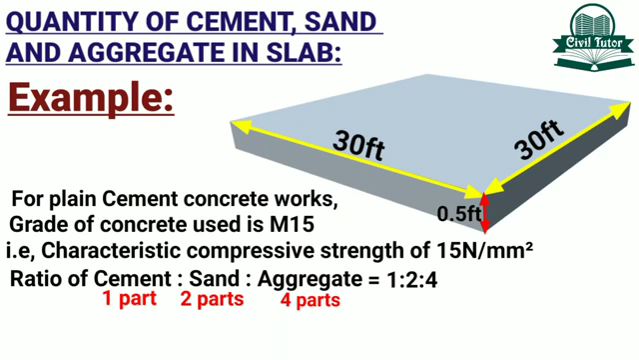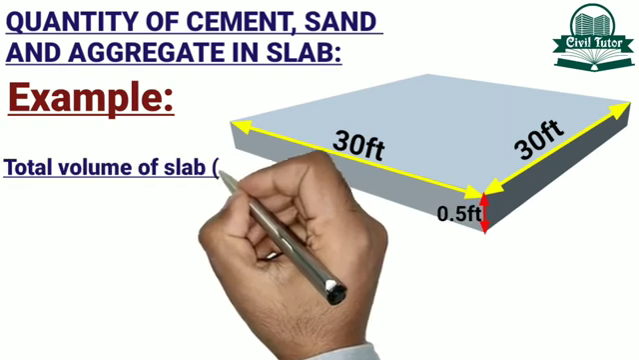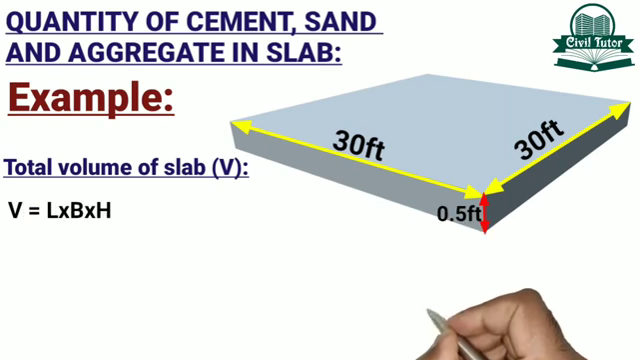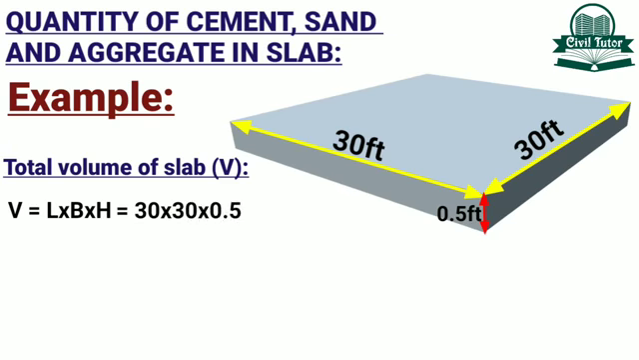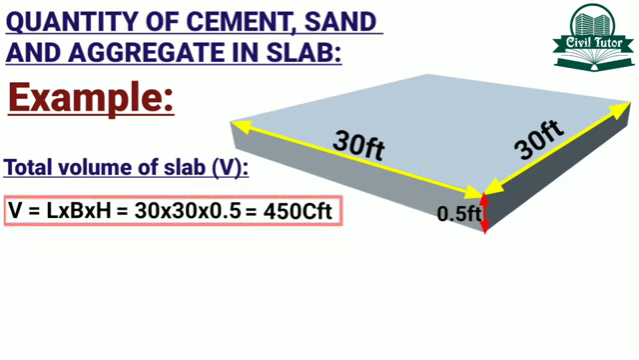In order to calculate the quantity of material used in the slab, we need to calculate first the total volume of the slab, which is given by: total volume of slab is equal to length of slab, which is 30 feet, into breadth of slab, which is also 30 feet, into thickness of slab, which is 0.5 feet. So finally we will get total volume equal to 450 cubic feet.